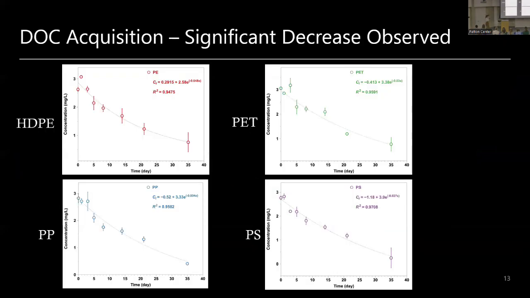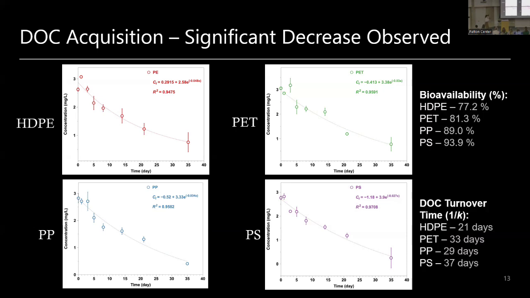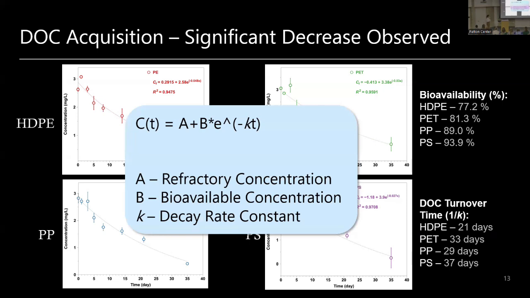So this is our DOC acquisition. You can see a significant decrease of the DOC observed, which means it was being assimilated or mineralized by those microbes in the tubes. The bioavailability percentage was about 75 to 95% for all of the polymers. They were not significantly different. But yeah, that just means a lot of the DOC is actually being used by the microbes, and they can use that, which is much better than the plastics because they can't use that much of that. And this is our first order decay model equation for that. I won't go into that right now for the sake of time.